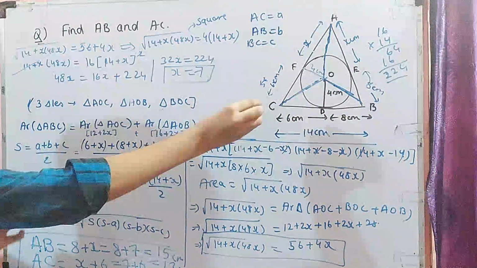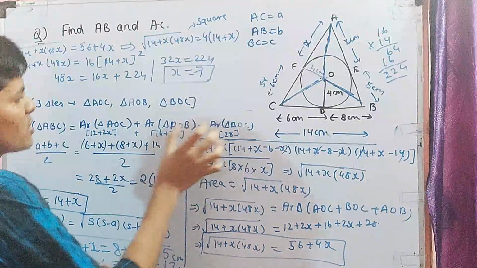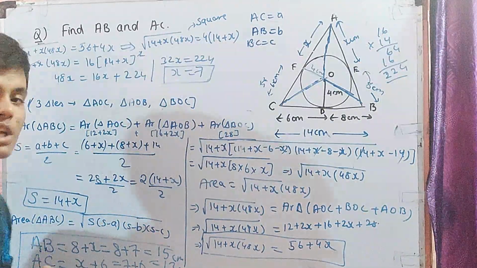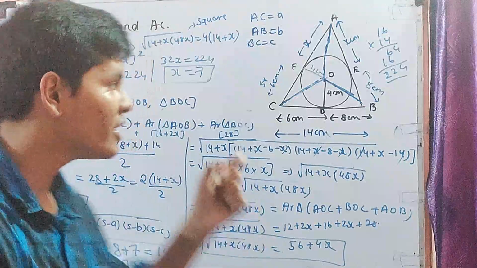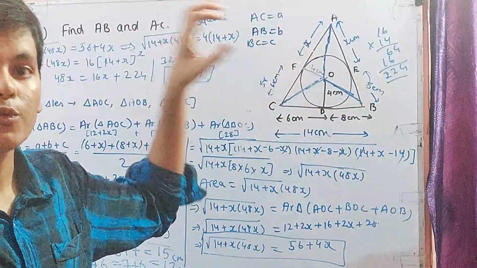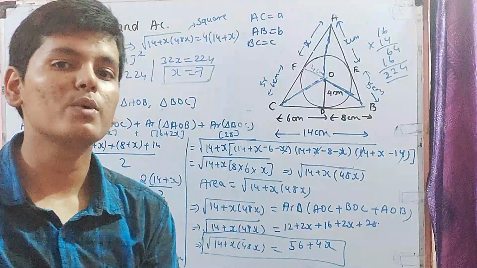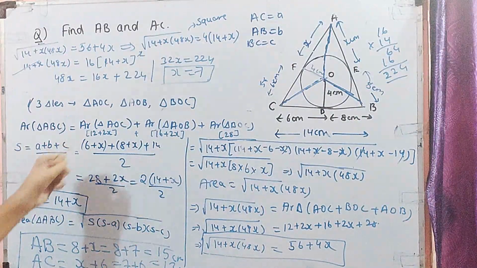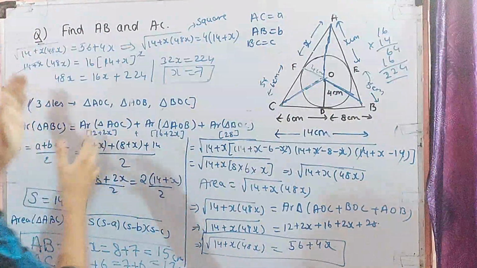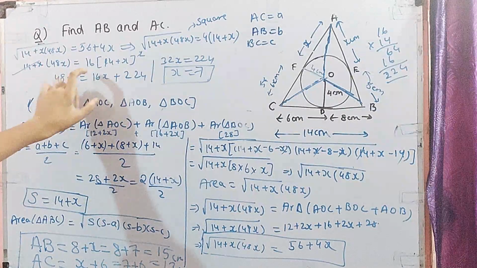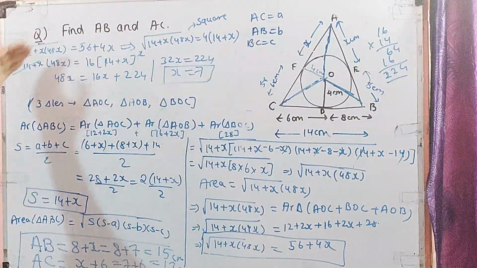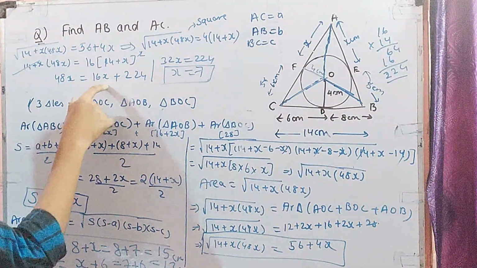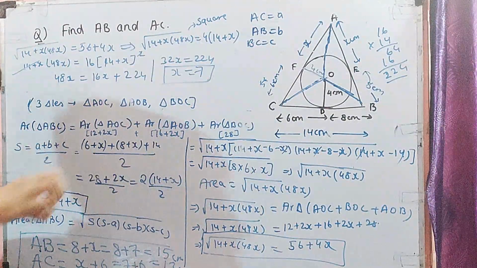We found the areas of these small triangles as 12 plus 2x, 16 plus 2x and 28. Then we used the concept of Heron's formula. Why? Because we did not know the area of the figure. To find out the area of the figure, we needed to equate it with something else. And what is the something else over here? It is Heron's formula. So using Heron's formula, we got this equation: (14 plus x) into 48x is equal to 16 into (14 plus x) whole square. Cancelling them, we got 48x is equal to 16x plus 224. And then the x value, finally we got 7.